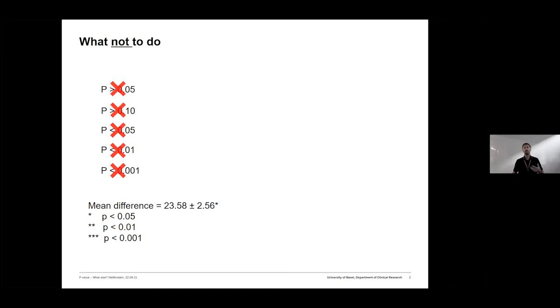This includes avoiding presenting a p-value in this form, for instance, which is very often seen in tables where you have, for instance, a difference between two means, and then you have a little asterisk referring to different thresholds and p-values being more or less than those thresholds. We recommend that you do not do this because p-values are a continuous measure of the incompatibility of your data given your null hypothesis.